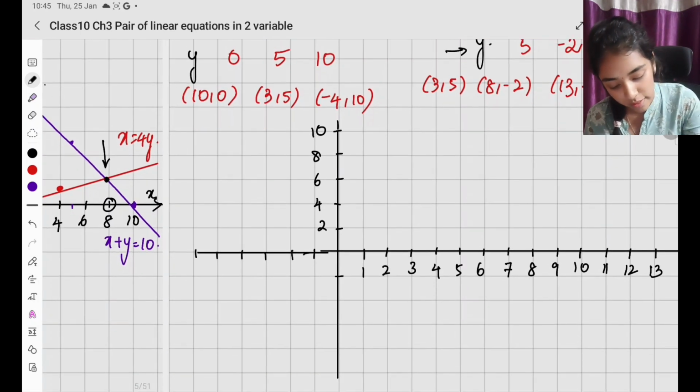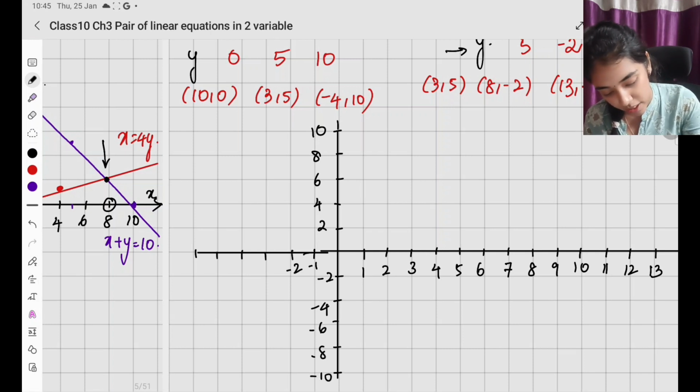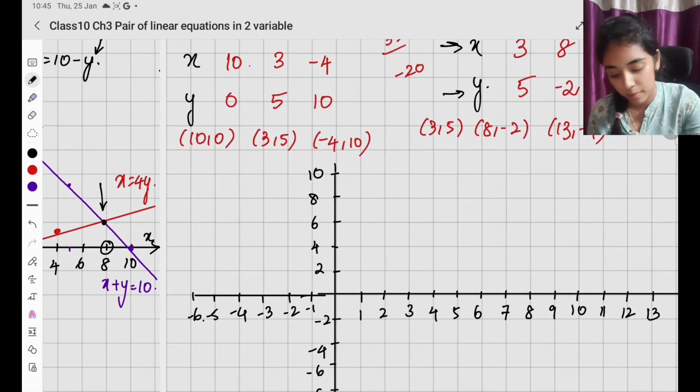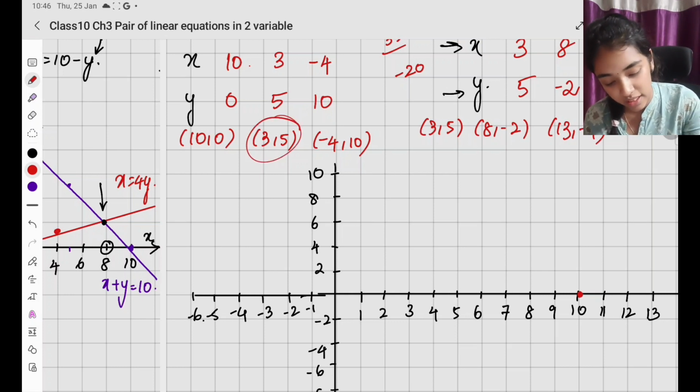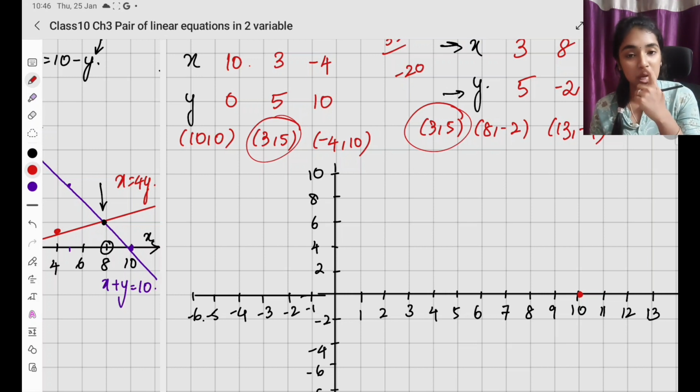Okay, take the values consistently on one side. Minus 2 minus 4 minus 6 minus 8 minus 10. This side is going to be minus 1 minus 2 minus 3 minus 4 minus 5 minus 6. Now shall we plot? We have 10, 0. So 10, 0 is going to be over here. Then 3, 5. Here do we see the first common point? So you have 3, 5 and 3, 5. So what is your unique solution going to be? It's going to be 3, 5.